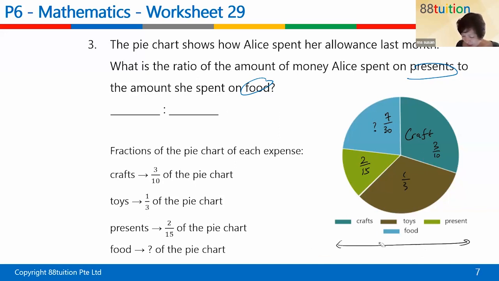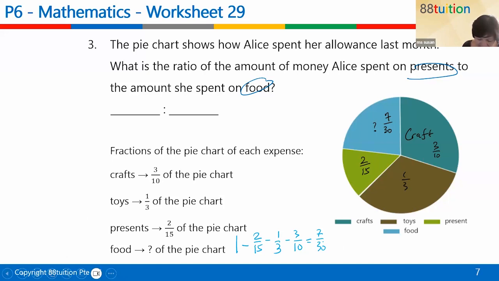This is not 7 units. Okay. So then the food will be 1 whole. This one I need to put it here. This is 1 whole. You minus 2/15, 1/3, 3/10. You should get 7 out of 30 if I am correct. Okay, 2 out of 15, 1 out of 3, 3 out of 10, and then 1 whole minus, 7/30. Okay, so 7 out of 30.